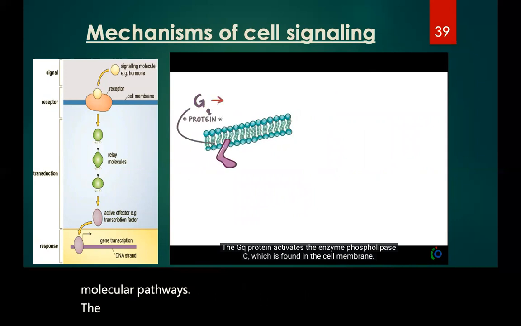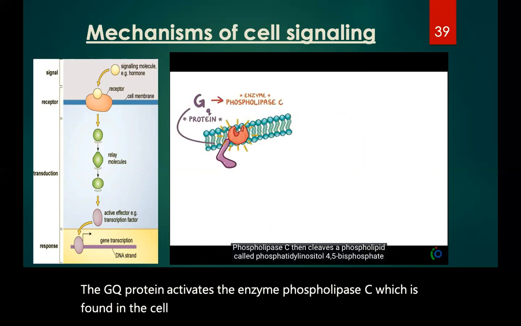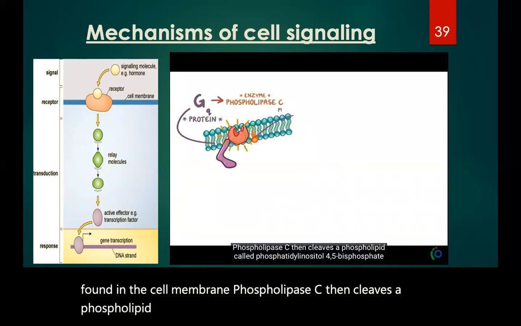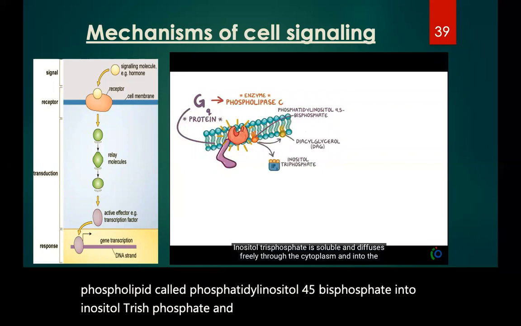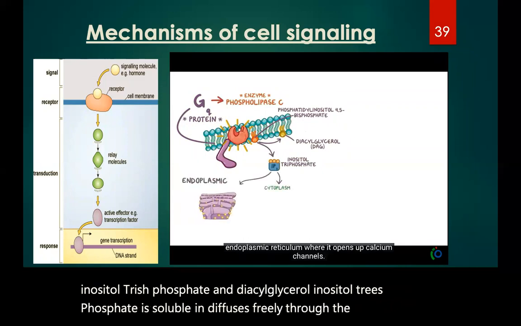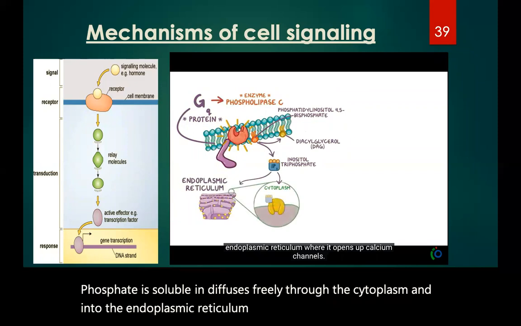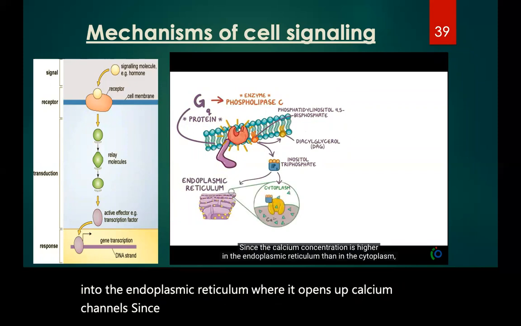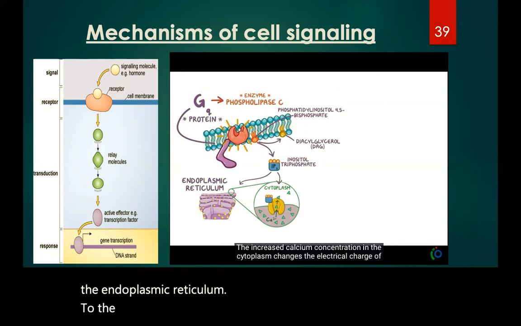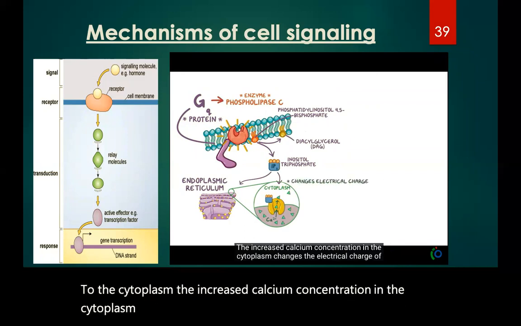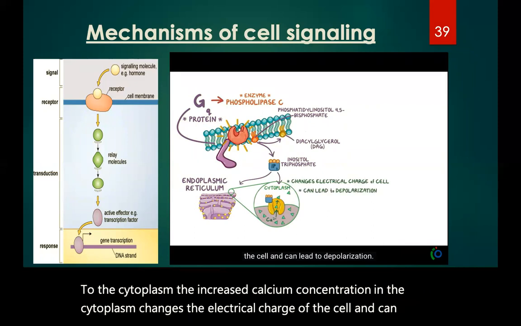The GQ protein activates the enzyme phospholipase C, which is found in the cell membrane. Phospholipase C then cleaves a phospholipid called phosphatidylinositol 4,5-bisphosphate into inositol trisphosphate and diacylglycerol. Inositol trisphosphate is soluble and diffuses freely through the cytoplasm and into the endoplasmic reticulum, where it opens up calcium channels. Since the calcium concentration is higher in the endoplasmic reticulum than in the cytoplasm, calcium flows out of the endoplasmic reticulum to the cytoplasm. The increased calcium concentration in the cytoplasm changes the electrical charge of the cell and can lead to depolarization.